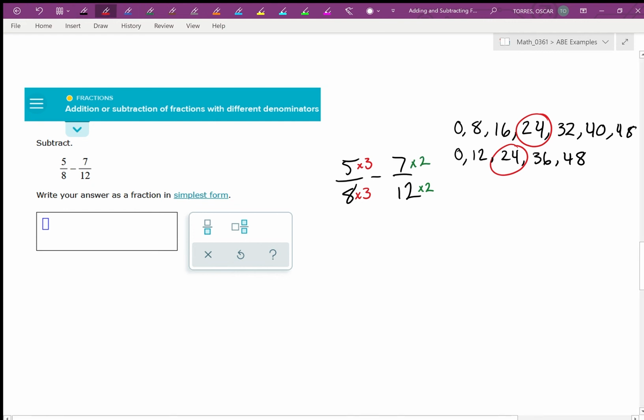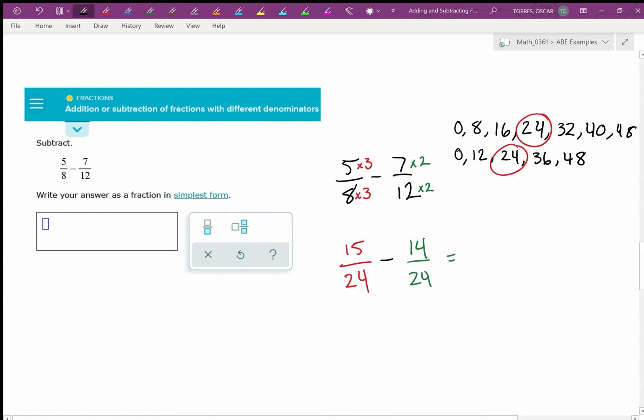The next step in the problem is to actually do the multiplication. So for this first fraction, we have 5 times 3, which is 15, over 8 times 3, which is 24. So that's my first fraction, rewritten. We have a minus sign, so I'm going to go ahead and copy down the minus sign. Now I'm going to multiply 7 times 2, which is 14, and 12 times 2, which is 24.